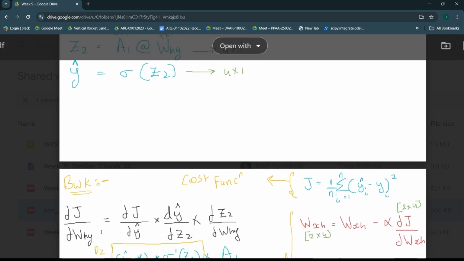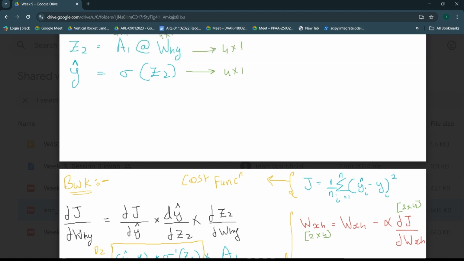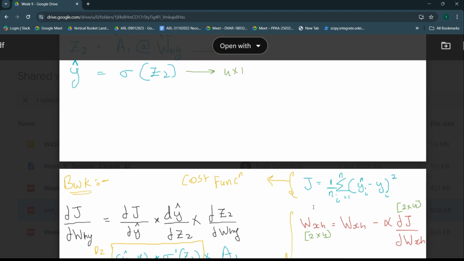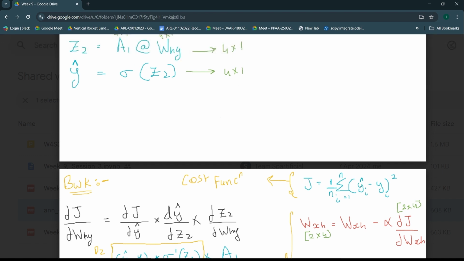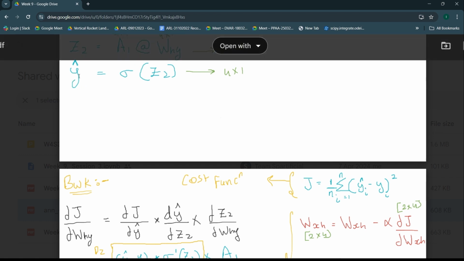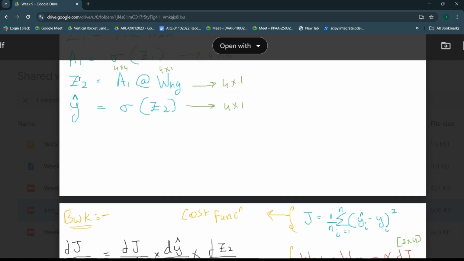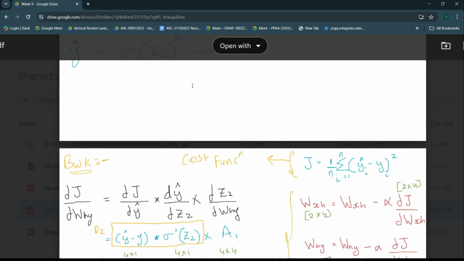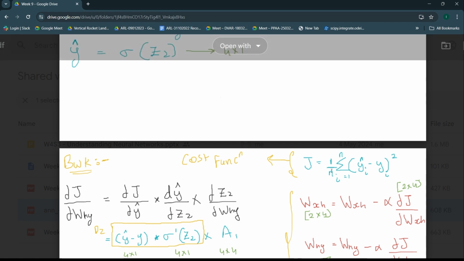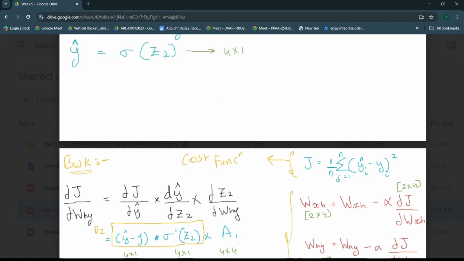So if I form the relation, that's something that you are seeing over here. That dJ/dWHY is actually your dJ/dy cap, which is nothing but the derivative of this cost with respect to your y cap. Then the derivative of this y cap with respect to z2. And then the derivative of z2 with respect to your WHY. And now, because you are also aware about derivatives, if you do this kind of derivative, the 2 is going to come down, and then it's going to be 2 by n multiplied by this particular thing.